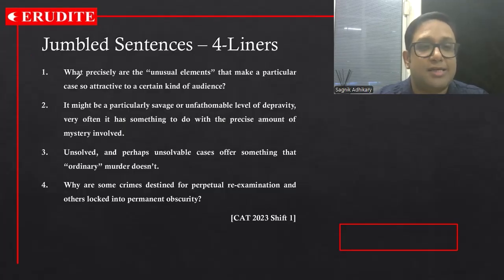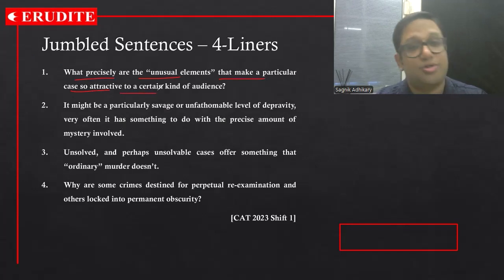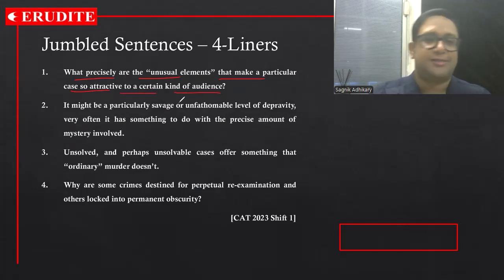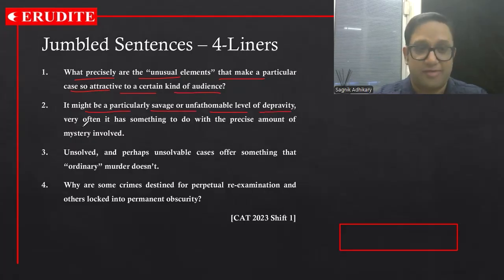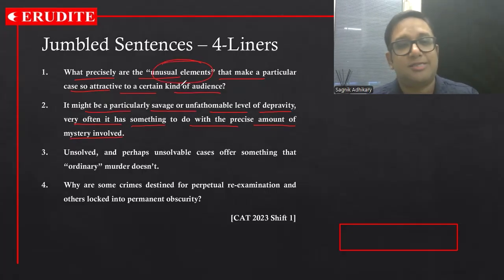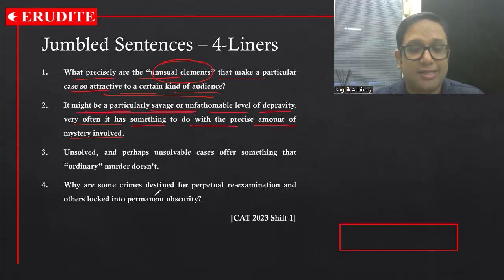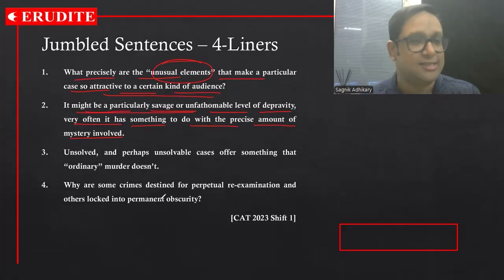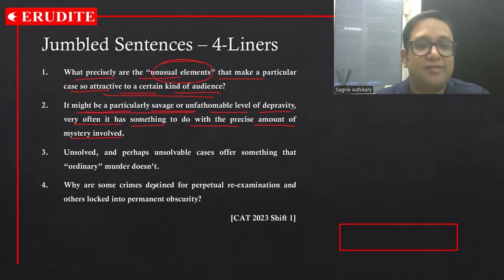Let's see. Statement 1 says, what precisely are the unusual elements that make a particular case so attractive to a certain kind of audience? It might be a particularly savage or unfathomable level of depravity. Very often it has something to do with the precise amount of mystery involved. We see that this talks about what unusual elements make a particular case so attractive. It might be particularly savage or unfathomable level of depravity. Might give us the answer, but we are not sure about that. We have to tally with the other statements.